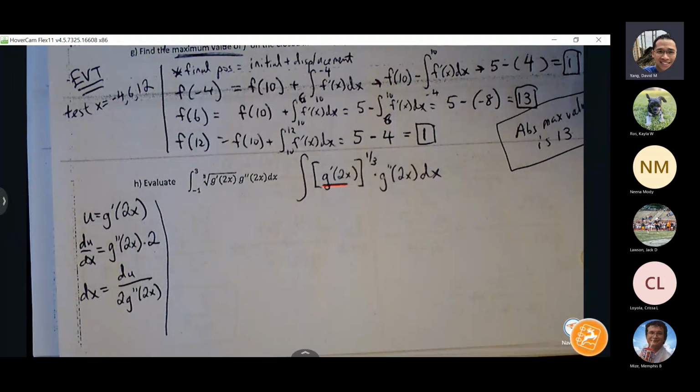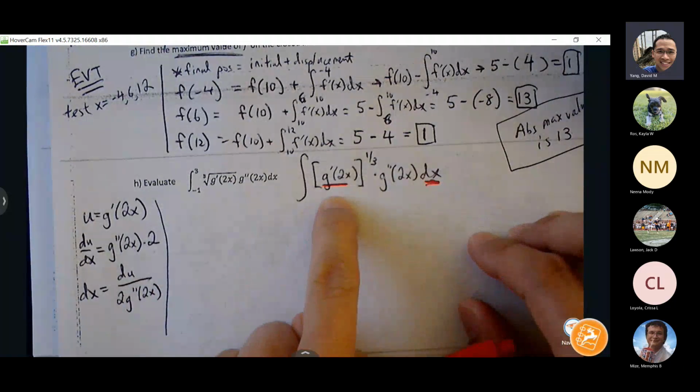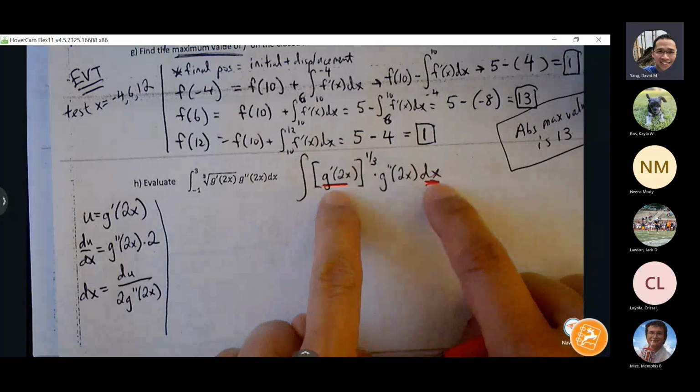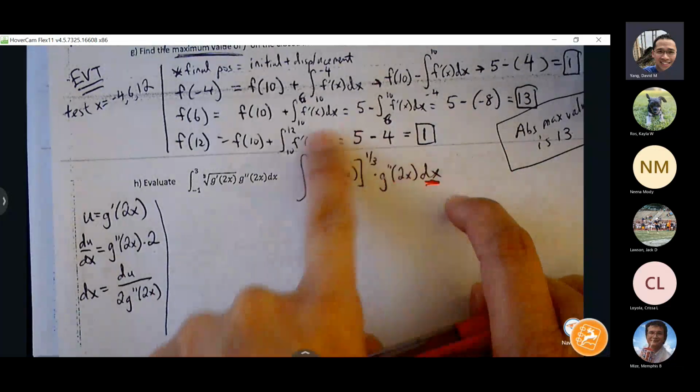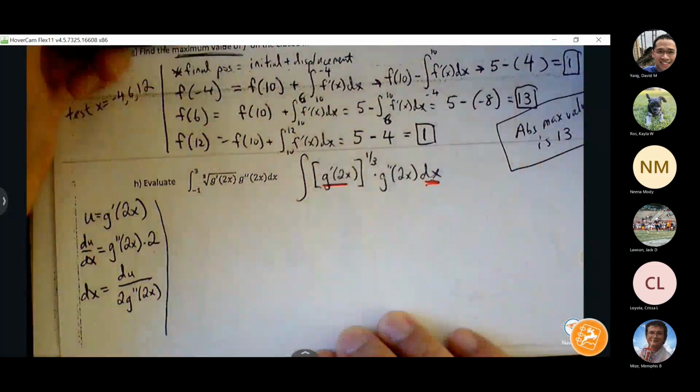Okay, we make our substitutions. These are the pieces that we're trying to substitute. We're always substituting what's inside the bracket and the dx. And we're hoping everything will clean up in a way where we can make this look a lot more manageable.